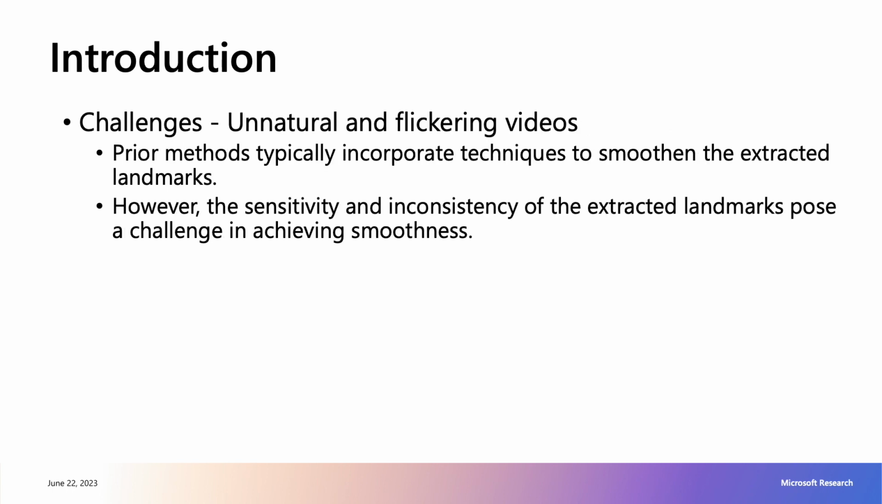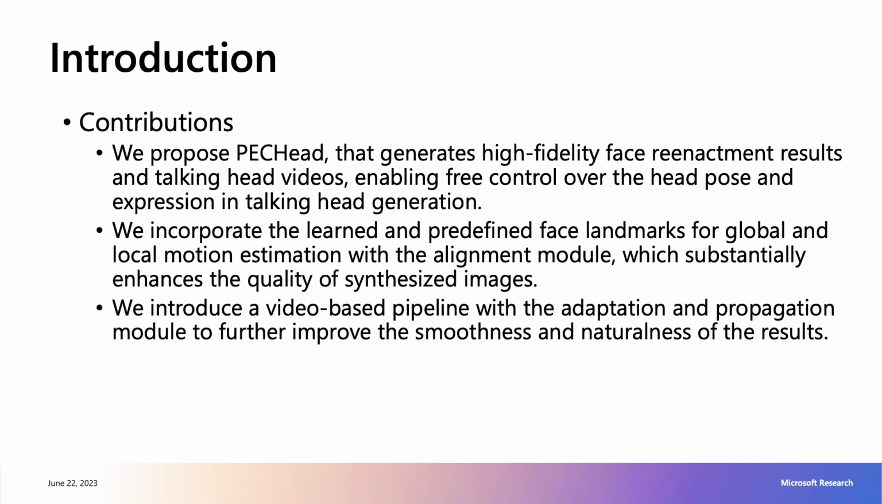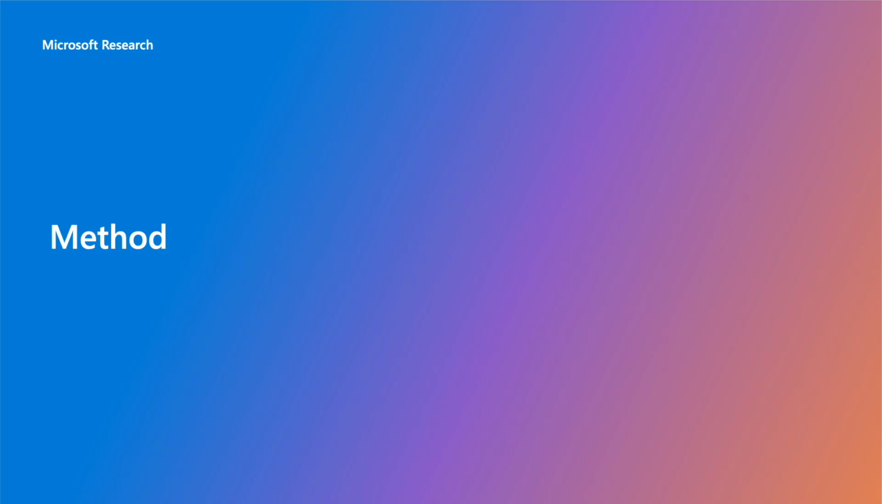To achieve smooth and natural movements in generated videos, prior methods typically incorporate techniques to smoothen the extracted landmarks learned between adjacent frames. However, the sensitivity and inconsistency of the extracted landmarks pose a challenge in achieving smoothness, resulting in generated videos that are prone to flickering. We propose a novel method, PC Head, that generates high-fidelity face reenactment results in talking head videos. We incorporate the learned and predefined face landmarks for global and local motion estimation. We introduce a video-based pipeline to further improve the smoothness and naturalness of the generated videos. Next, I will describe our method.